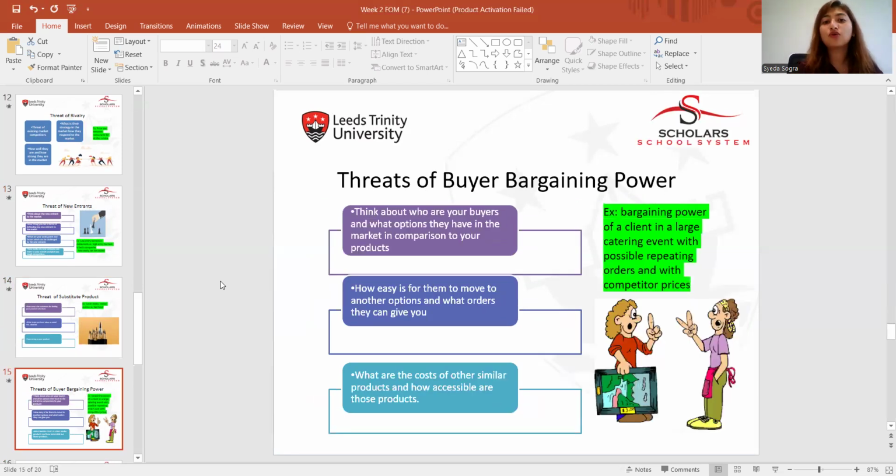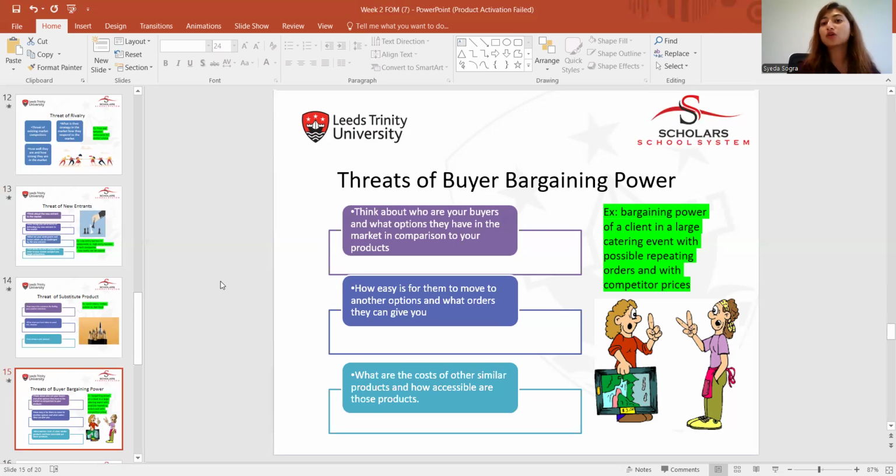Then we have buyer bargaining power. So think about who your buyers are, and what options they have in the market in comparison to your products, and how easy it is for them to move to another option, what orders they can give you, or what the costs of other similar products are and how accessible those products are. So, bargaining power of a client in a large catering event with possible repeating orders and with competitor prices.